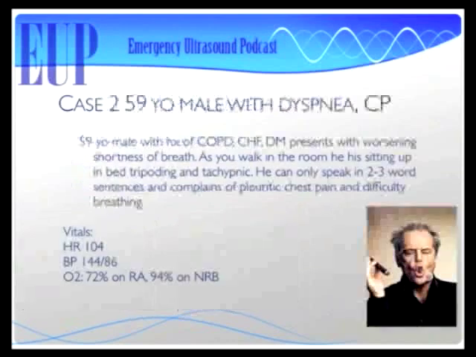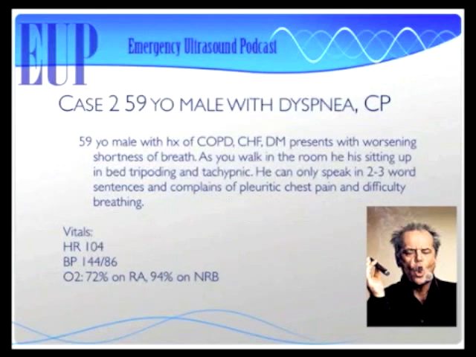Case 2. I don't know if you've heard this story before, but this is a 59-year-old male with shortness of breath and chest pain. He comes in with a history of COPD, CHF, and diabetes. You walk in the room, he's sitting up in bed, tripoding, tachypneic, can only speak in 2 to 3 word sentences, complaining of pleuritic chest pain and difficulty breathing.